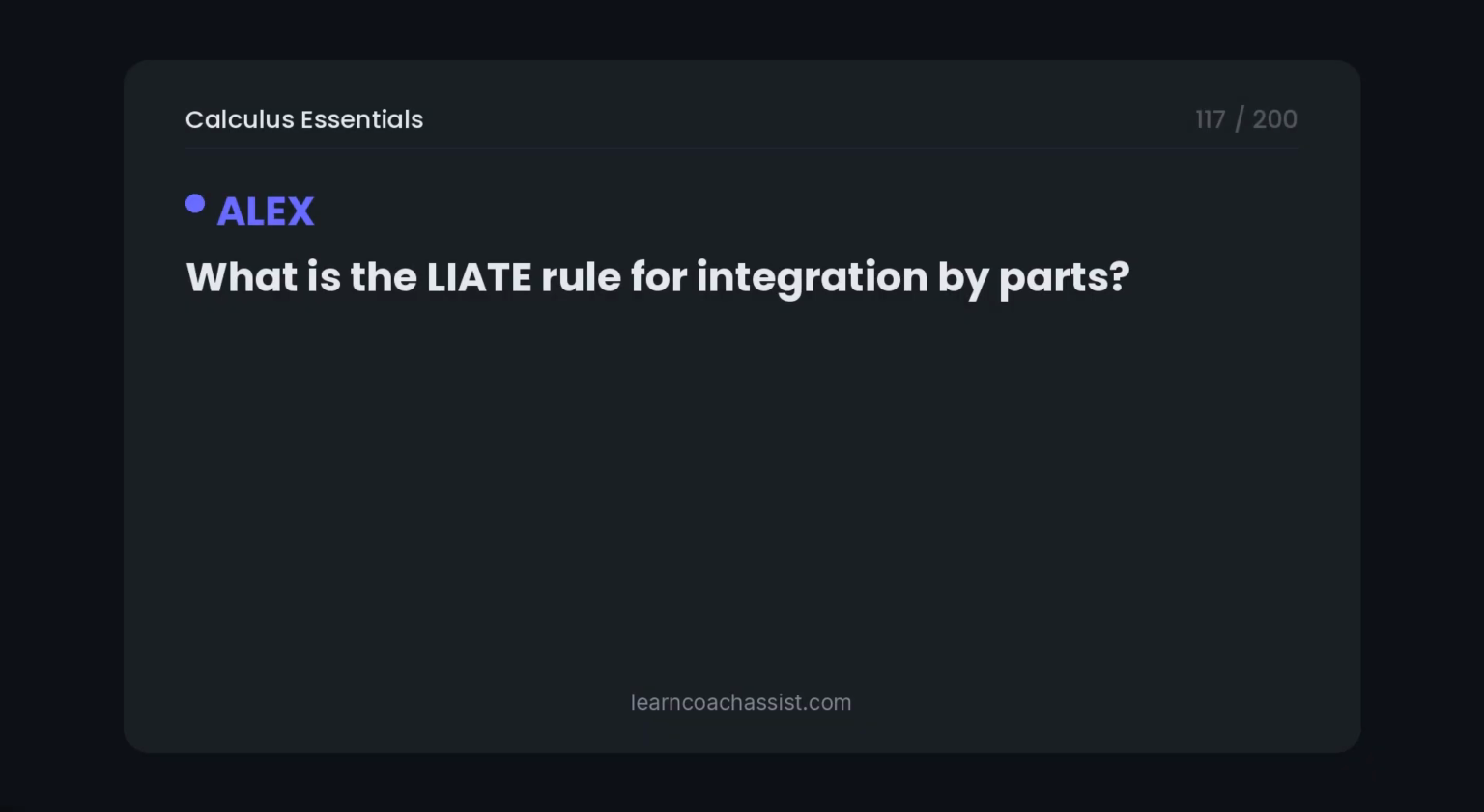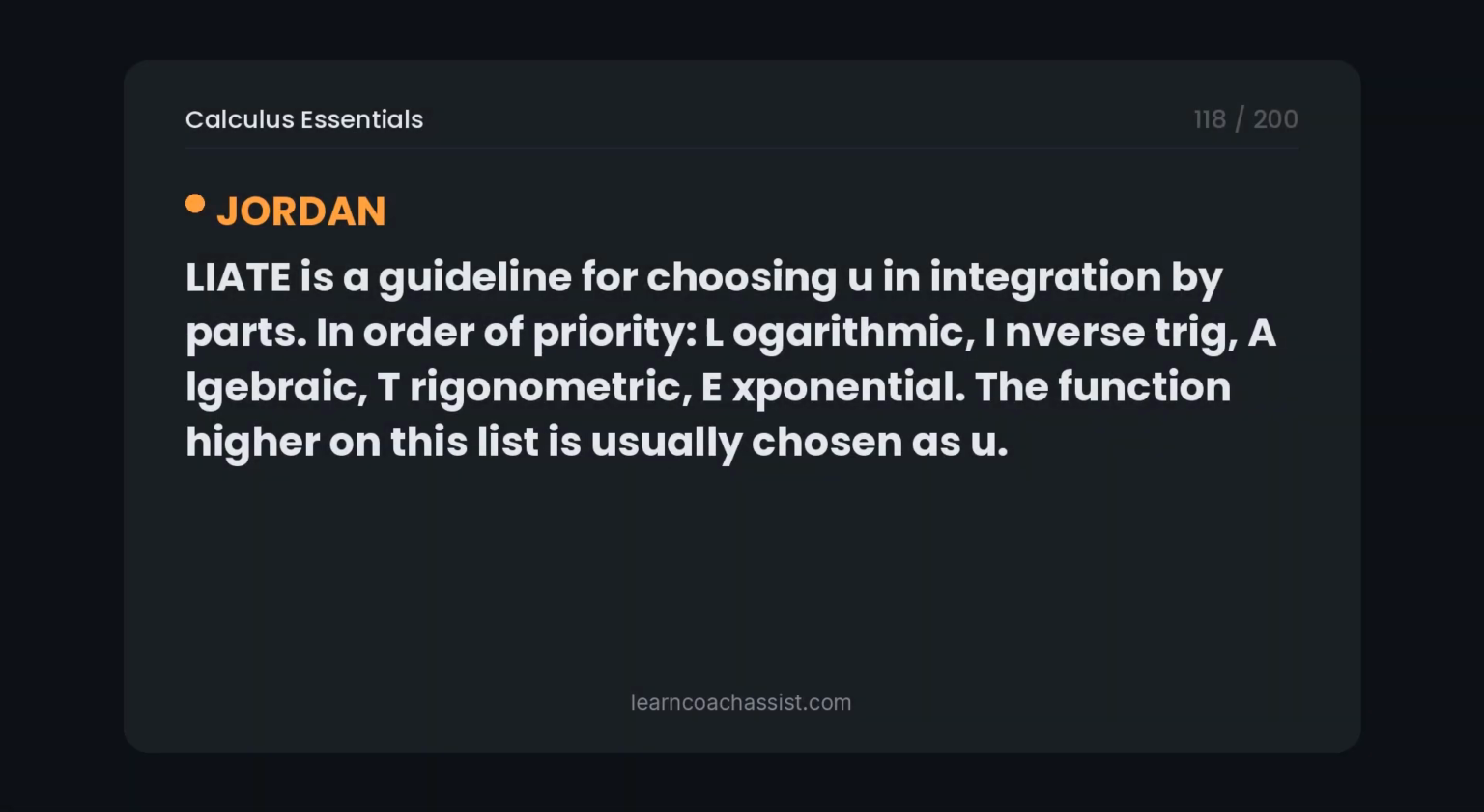What is the LIATE rule for integration by parts? LIATE is a guideline for choosing u in integration by parts. In order of priority: L, logarithmic; I, inverse trig; A, algebraic; T, trigonometric; E, exponential. The function higher on this list is usually chosen as u.